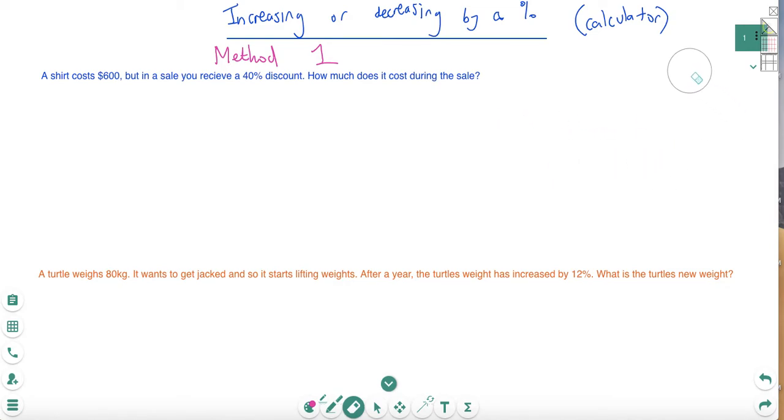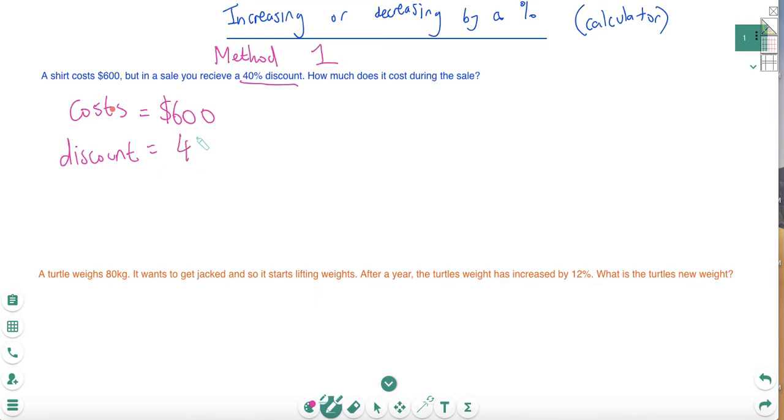All right. So let's look at this first problem. A shirt costs $600, but in a sale, you receive 40% discount. How much does it cost during the sale? All right. So, this is the first method, guys. So our shirt costs $600. Then we receive a discount. Discount is 40%. So 40% of 600. So we need to find 40% of 600.